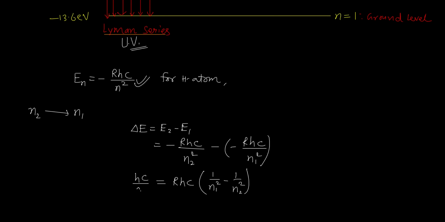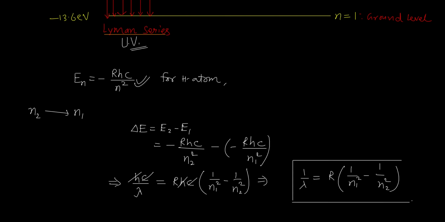And delta E can be written as hc divided by lambda if the emitted wavelength is lambda. So delta E is hc upon lambda, and here you can cancel h and c on both sides, and finally you will have 1 upon lambda is equal to R times (1 upon n1 squared minus 1 upon n2 squared). Okay, so this is the expression for 1 upon lambda, and this 1 upon lambda is also sometimes called nu bar, which is the wave number. So this is the wave number of a particular transition.